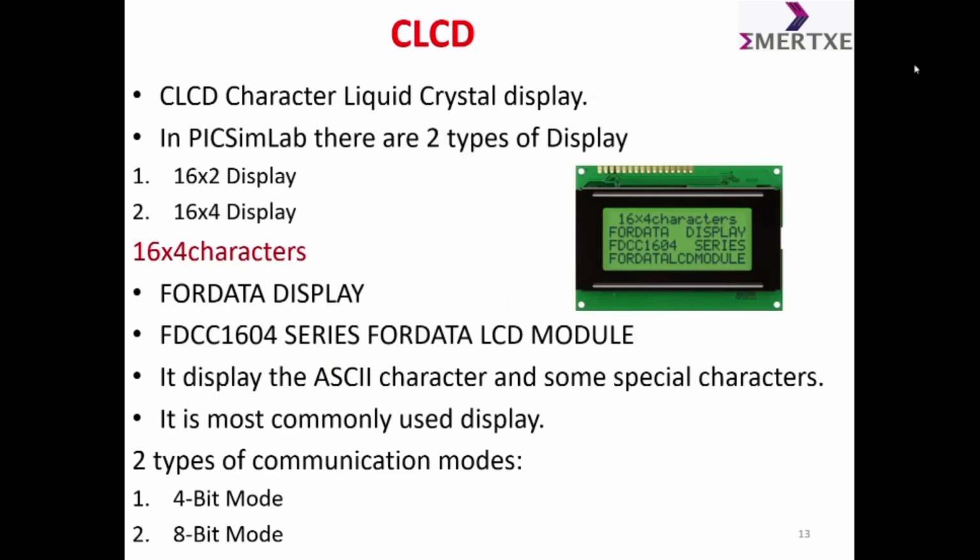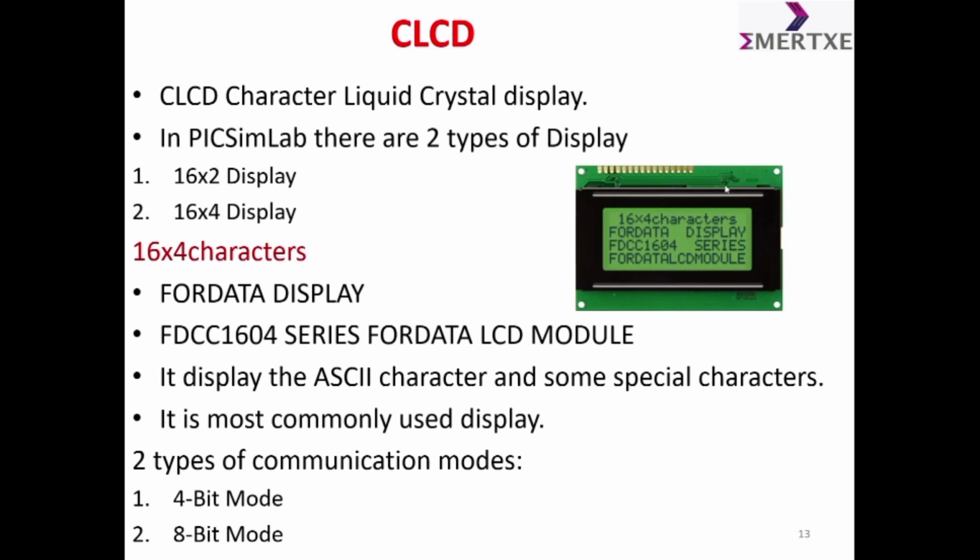Now we are going to see deeply about the CLCD display. CLCD display is nothing but character liquid crystal display, which has similar features to a liquid crystal display. In PICSimLab, there are two types of display: 16x2 display and 16x4 display. A 16x2 LCD means it can display 16 characters per line, and there are two such lines. Whereas a 16x4 LCD can display 16 characters per line, and there are 4 such lines. Now, in this project, we are using only 16x4 characters.